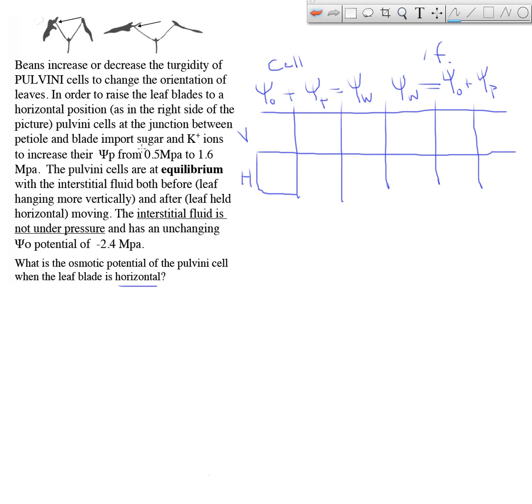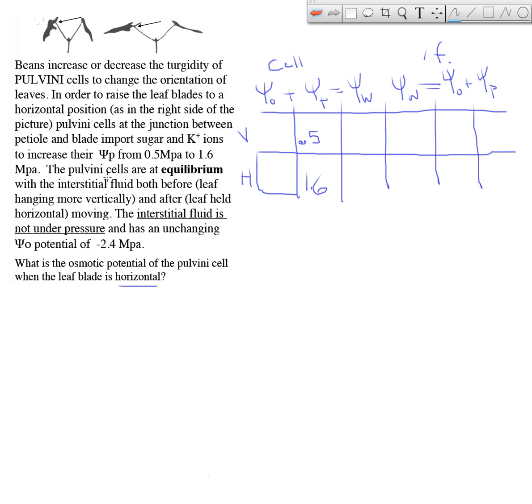The cell imports solute, and as it does, the pressure in that cell goes up. So the pressure goes from 0.5 megapascals, I don't have to use units in my table, to 1.6 megapascals. Okay. What do we find out next as I read through?